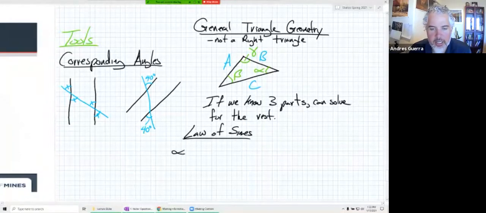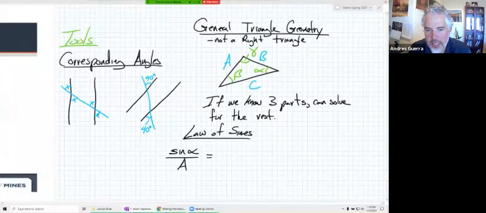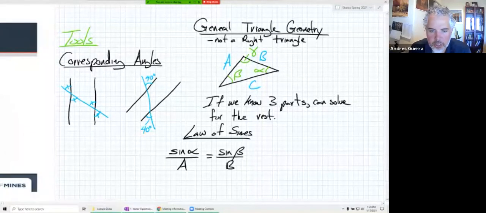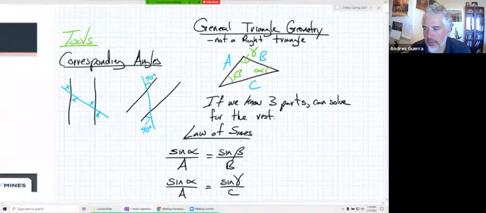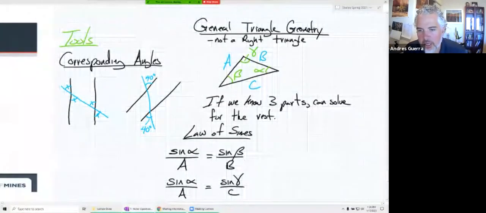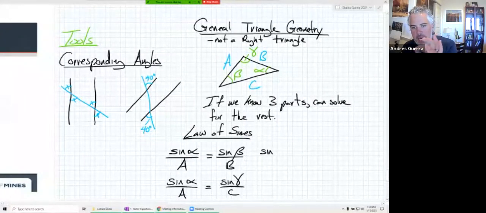So like sine, no, I meant to write sine first. We could say the sine of alpha over the side opposite, which is A, is equal to the sine of beta over B. We could also say the sine of alpha over A is equal to the sine of gamma over C. And then there's one more relationship, right? Because we've compared A and B, and we've compared A and C, but we have not compared B and C.